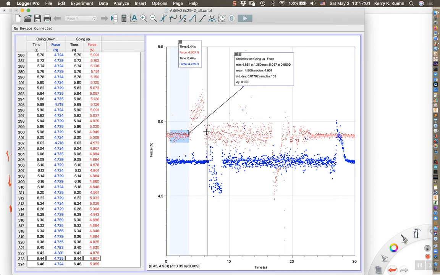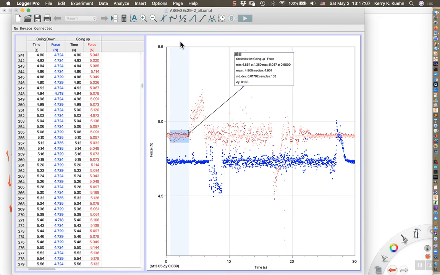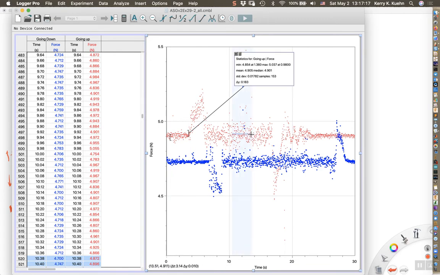Now in this section, between this time right here, that's about 3.7 seconds, and about 6.4 seconds, that interval right there, the elevator is accelerating upwards, so the tension in the string suddenly increases during that time interval. Then the elevator has stopped accelerating, and here it's going at a constant velocity upward.